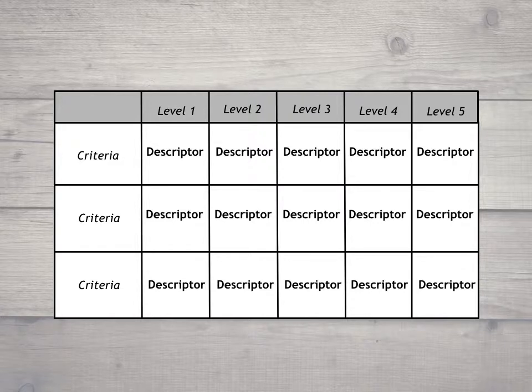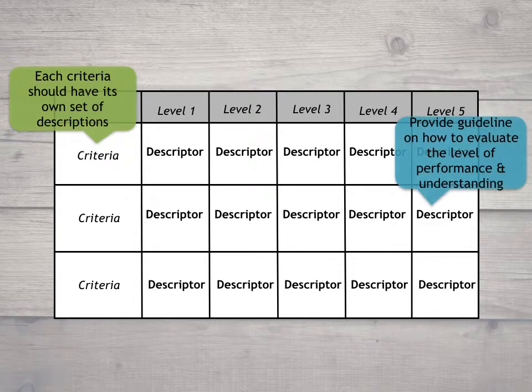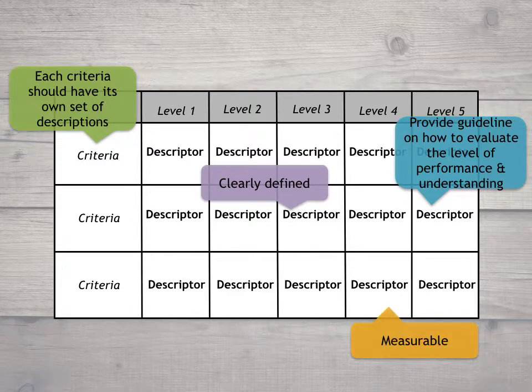Right, now let's have a look at the characteristics of descriptors before we look at how we actually determine them. Well, the first thing is to make sure that each criteria has its own set of descriptors. This is essential because you need to use these as the basis to assess the learner. Each descriptor should also provide a clear guideline on how to evaluate the level of performance and understanding of the learner for each criterion. You want each descriptor to be clearly defined, and you want to make sure they're measurable. Remember, you've got to allocate an assessment mark or standard according to each of these descriptors, so it has to be measurable.